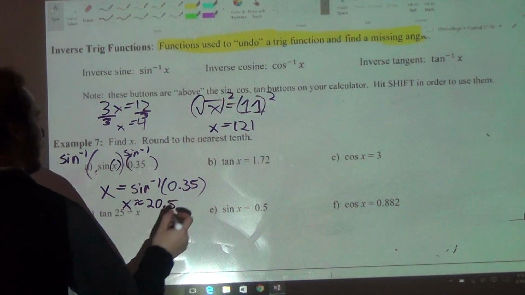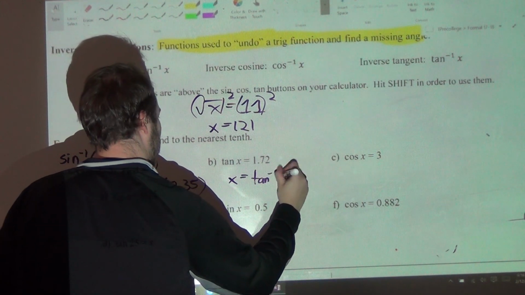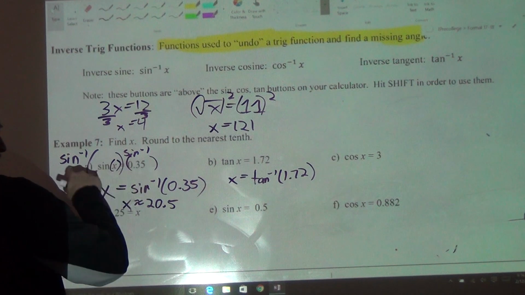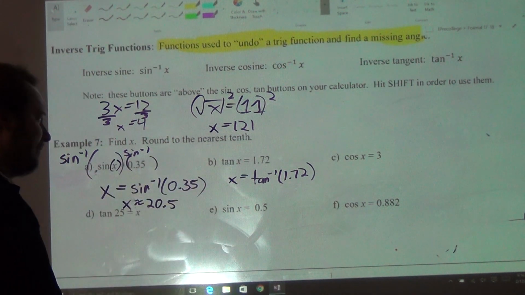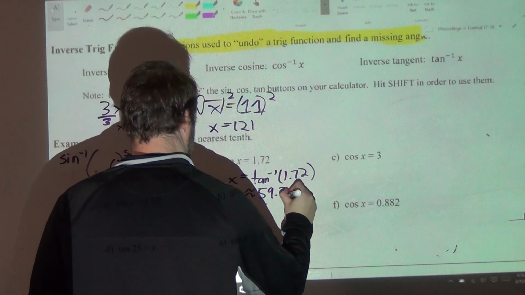Approximately 20.5. Okay, we're going to do that: x equals the tan inverse of 1.72. It's acceptable not to write the algebra at some point. What did you get for that one, please? 59.8. Rounded, good job.